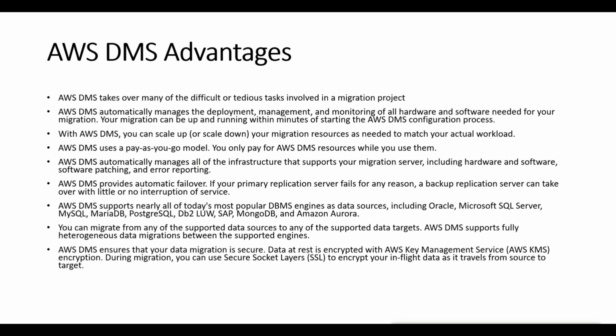It also ensures that your data migration is secure. Data at rest is encrypted with AWS Key Management Service, which is KMS encryption. During migration, you can use SSL, secure socket layers, to encrypt your in-flight data as it travels from source to target. So that is all about the AWS DMS theoretical explanation, which you need to know before you proceed with your migration service, because you need to know each and every option which is present before you migrate, so that you are aware of it and you can go ahead with your migration.